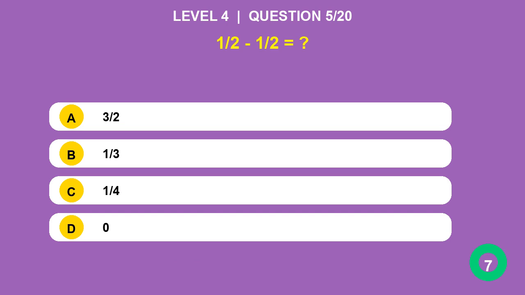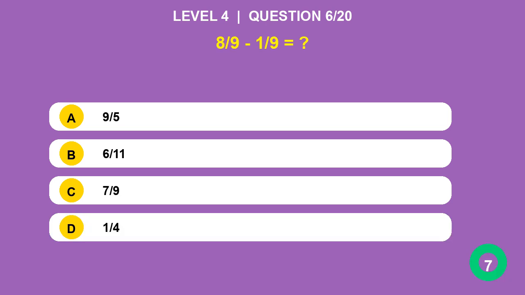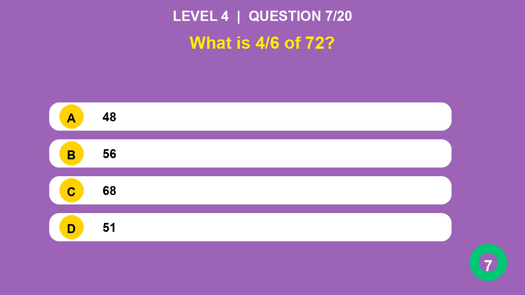1/2 minus 1/2 equals? Answer is 0. 8/9 minus 1/9 equals? Answer is 7/9. What is 4/6 of 72?